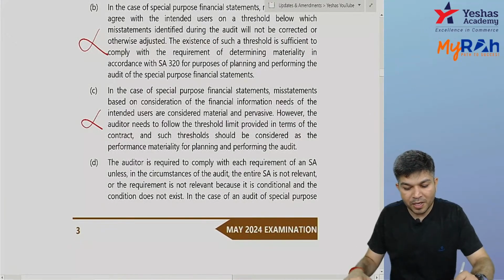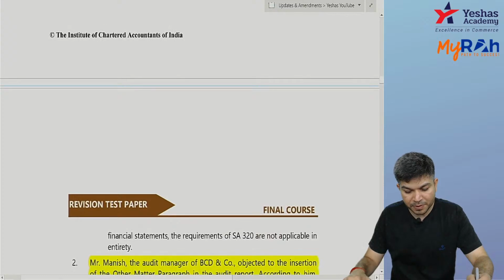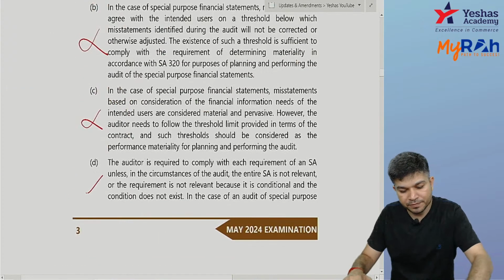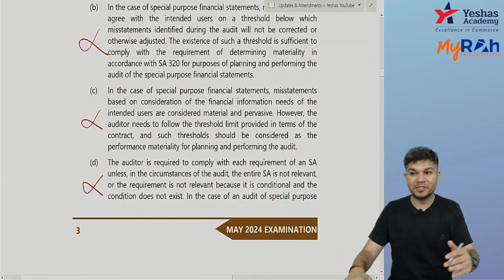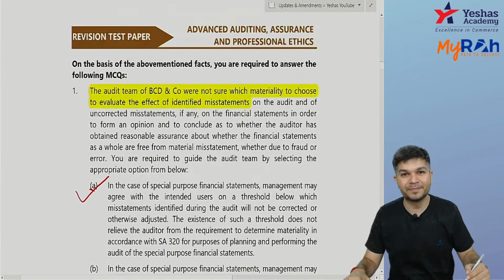This standard is required to be complied with on each audit unless it is not relevant, or if the requirement is conditional. In case of a special purpose financial statement, SA 320 is not applicable. No. In case of special purpose, SA 320 is not applicable. Answer is A for Ahmedabad.